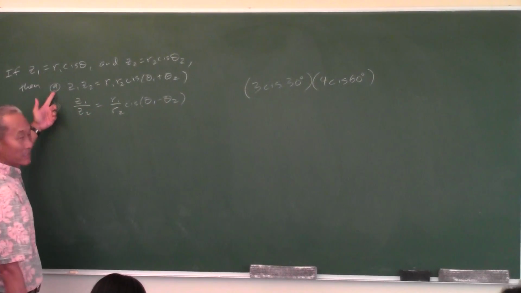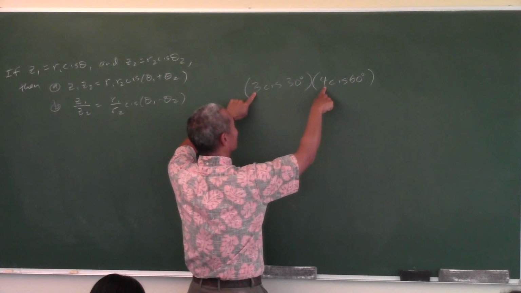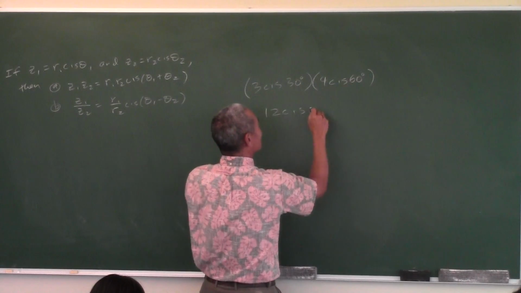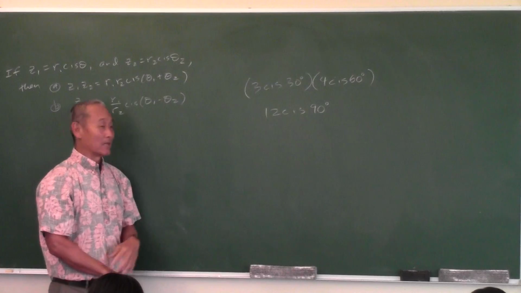Well, according to this theorem here, when you're multiplying, what do you do with the r's? You multiply them. And what do you do with the angles? Add them. You add them. Finished.